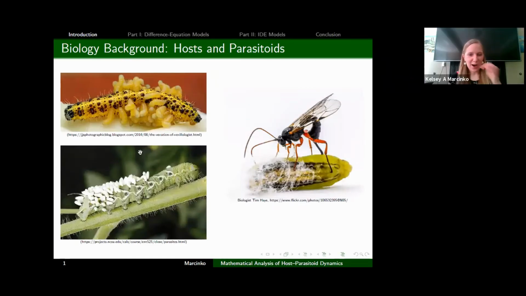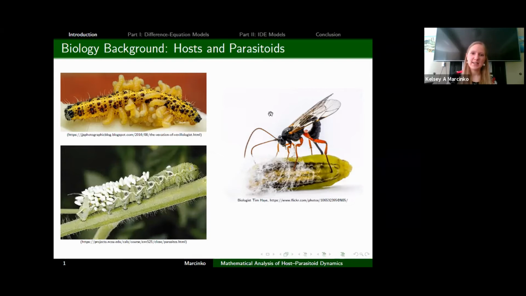I wanted to start out with a little bit of information about hosts and parasitoids, which are the types of species that I model in my work. I know from giving previous presentations that at this point, I tend to have a number of audience members with some horrified expressions on their faces. So I'm imagining some of your faces grimacing a little bit here.